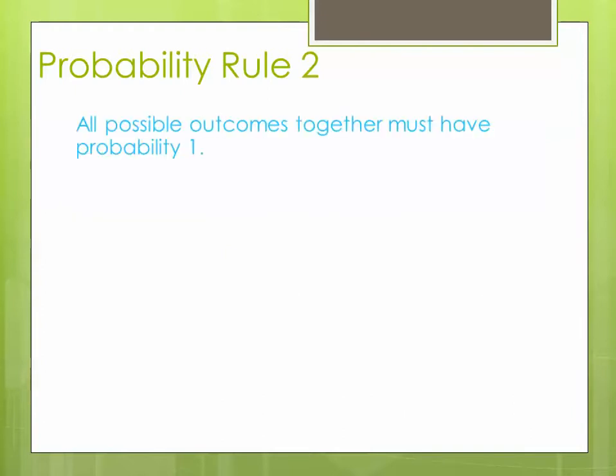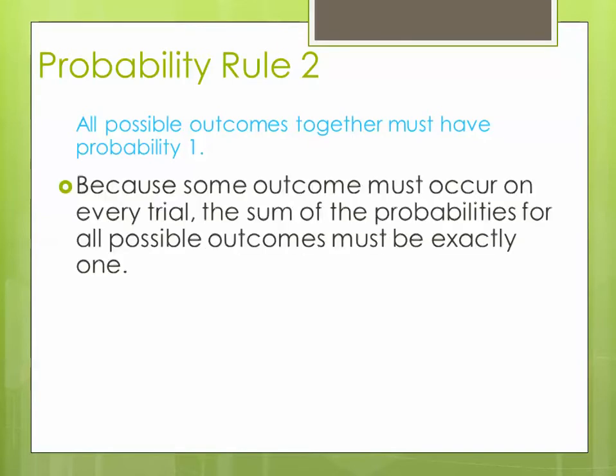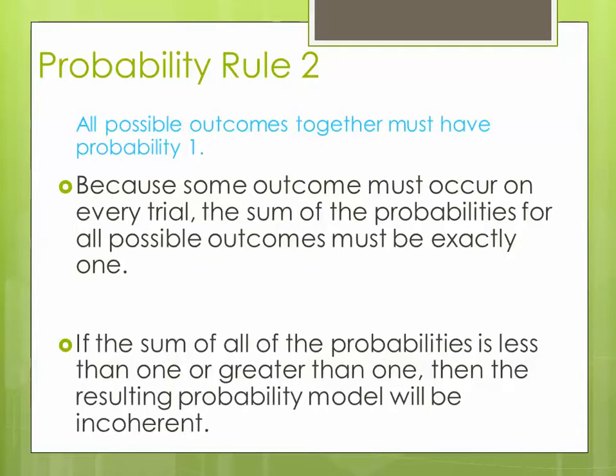Number 2. All possible outcomes together must have a probability of 1. That means if you add up everything that can possibly happen, the sum of the probabilities is going to add up to 1 because something has to happen every time. And if you've gotten all the things that can happen, then you've gotten all your probability in there. If it's less than 1 or greater than 1, that means you have a probability model that's incoherent. It doesn't fit together. You've probably either misassigned the probabilities or don't have a complete sample space.